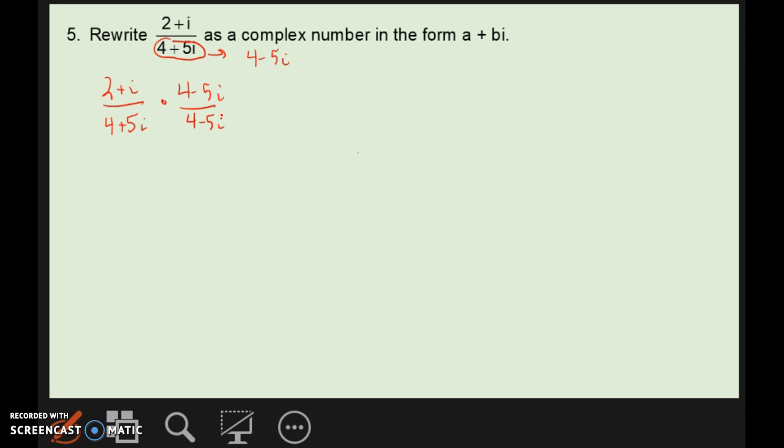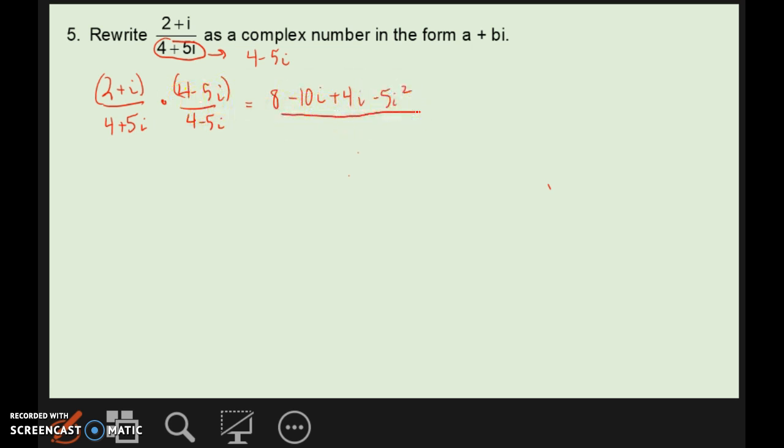In the top, I've got a couple options on what I can do. If I need to do the area model, then I'll do it. If I can do it with distribution, then I'll do it. So I'm going to take 2 times 4, which gives me 8. 2 times -5i is -10i. i times 4 is going to give me 4i. And i times -5i is -5i squared.